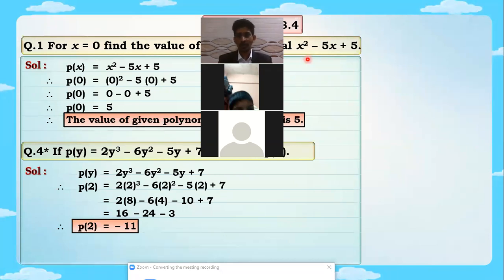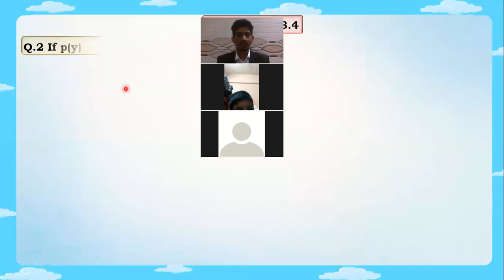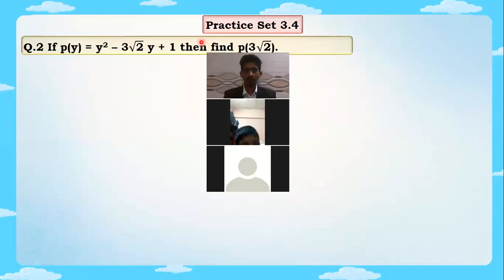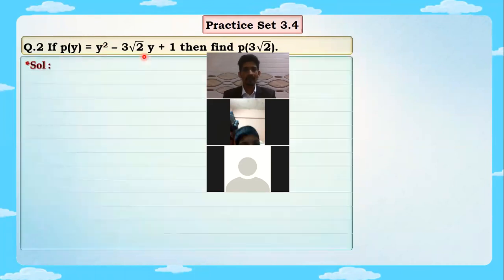Now students, we are going to continue with the next question, question number 2, Practice set 3.4. I hope the screen is visible to everyone. Just let me know in the chat box. Yes, great. Now the question is, if P of y is equal to, this is the polynomial given to us, and we are supposed to find the value of P of 3√2. इसका हम लोग को आंसर फाइंड करना है.